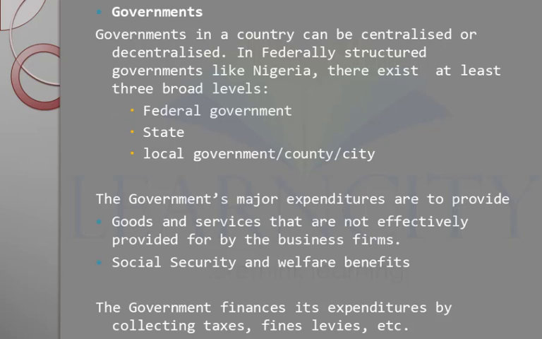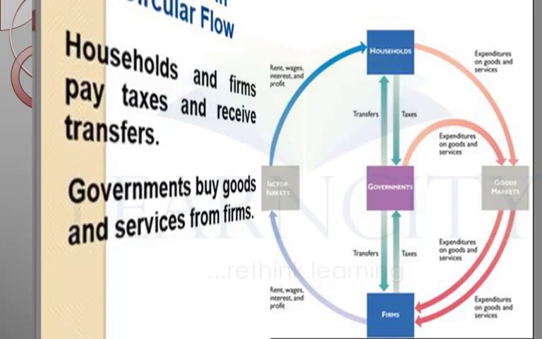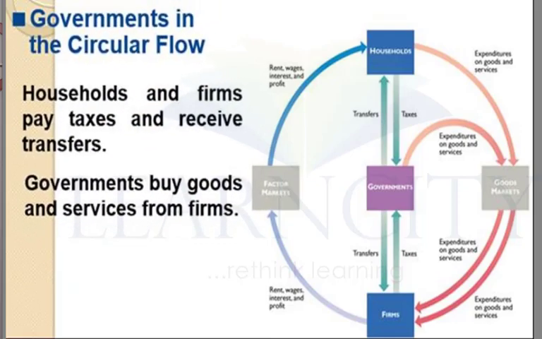The government's major expenditures are to provide goods and services that are not effectively provided by the business firms. They are also responsible for the provision of social security and welfare benefits. Government finances its expenditures by collecting taxes, fines, levies, etc. Now, this figure shows how government fits in. So you see government right at the middle, playing the role of regulator, of monitor, of supervisor, ensuring fair play between the households and the firms.